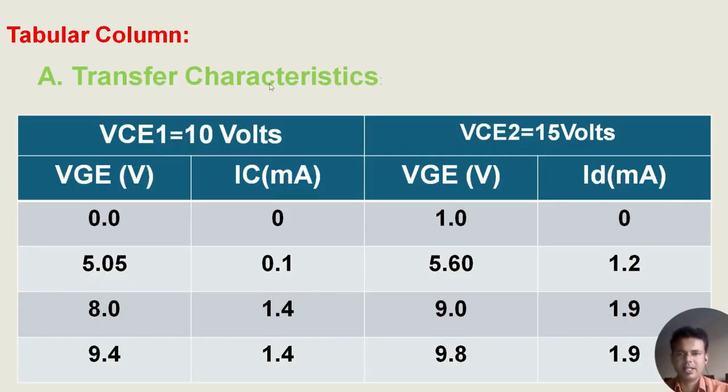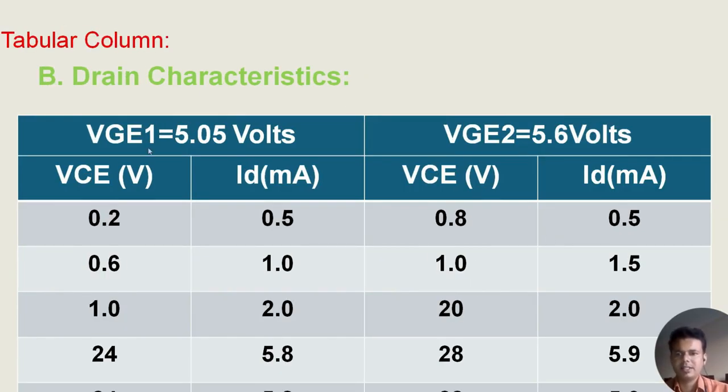These are the characteristics for VCE set at 10 volts and another set at 15 volts. The gate emitter voltage is 0 and the collector current is 0. At 5.05 it is 0.1, at 8 it is 1.4, and at 9.4 it is 1.4. This is for another value of VCE at 15 volts. These are the readings we have taken. For drain characteristics, for VGE of 5.05 volts, the collector emitter voltage is 0.2 volts, and the drain current is 0.5; for 0.6 it is 1.0, for 1.0 it is 2, and for 24 it is 5.8.